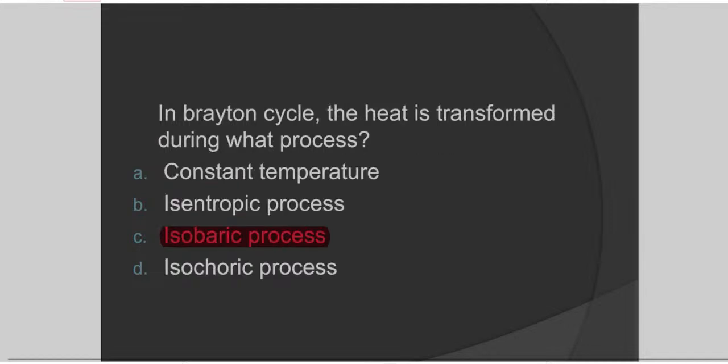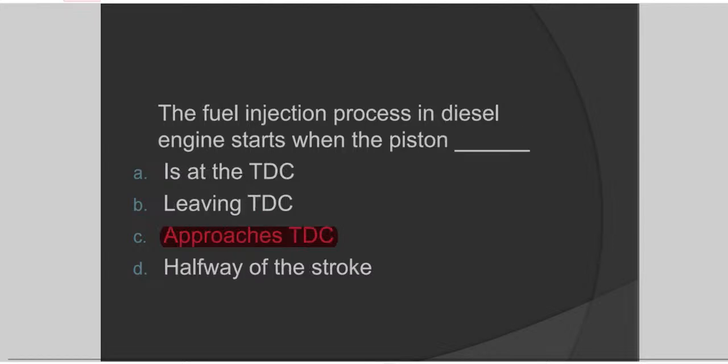In Brayton cycle, the heat is transferred during what process? A. Constant temperature. B. Isentropic process. C. Isobaric process. D. Isochoric process. The fuel injection process in diesel engine starts when the piston ______. A. Is at the TDC. B. Leaving TDC. C. Approaches TDC. D. Halfway of the stroke.